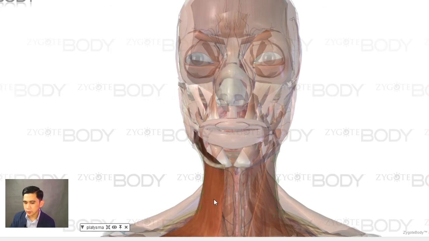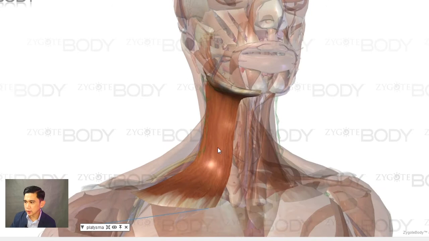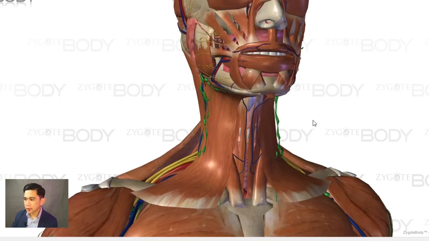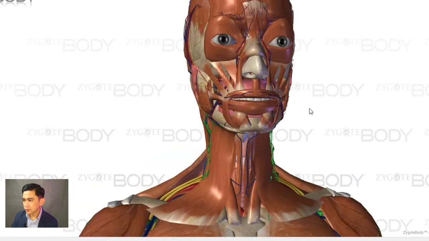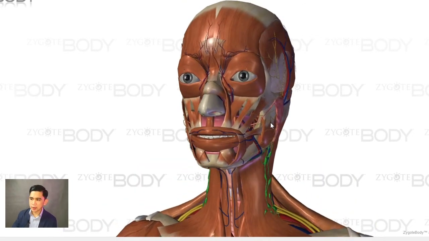And we have the platysma. It comes from the clavicles and inserts into the angle of the mandible. Okay, so that pretty much covers the muscles of the face. I hope you have correlated the popular procedure, Botox, with our lesson.